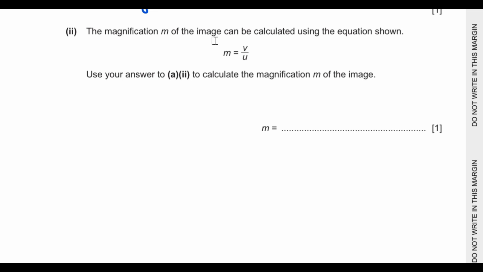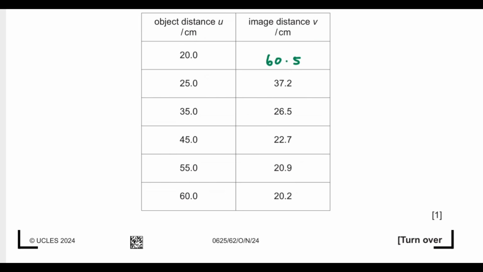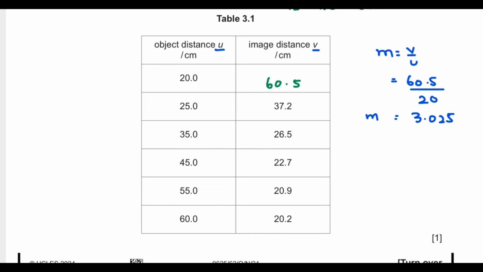Second part says the magnification m of the image can be calculated by using this equation. Use your answer to calculate the magnification of the image. In this table, we have u and v both, u being the object distance and v being the image distance, and magnification has the equation v over u. So v is 60.5 and u is 20. And if we divide both values, the magnification would be 3.025.